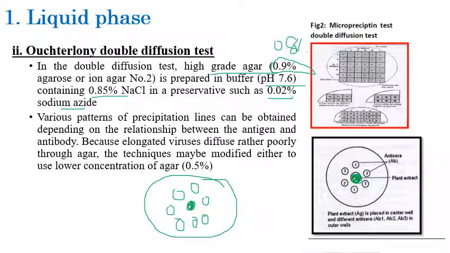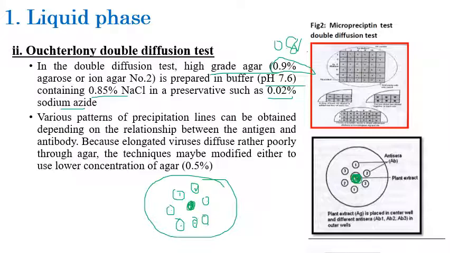On the remaining anti-sera that we have already prepared, we are placing them here. If you place the anti-sera here, various patterns of precipitation lines can be obtained. These precipitation lines depend on the relationship between the antigen and antiserum. Some elongated viruses may diffuse rather poorly, while some viruses may diffuse very well with a particular anti-serum, so that we can identify different precipitation regions as well as different patterns.